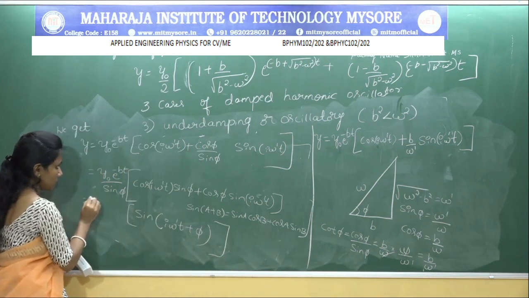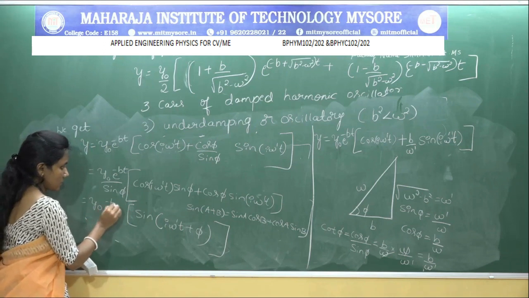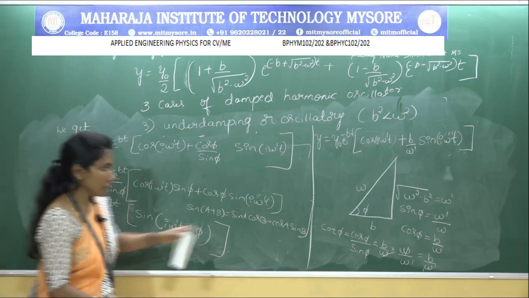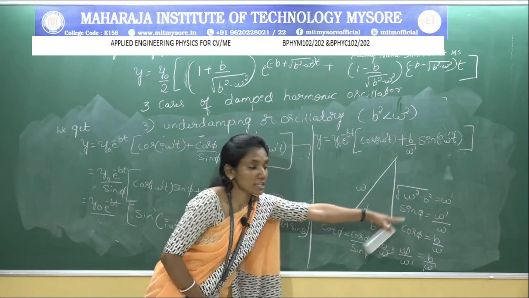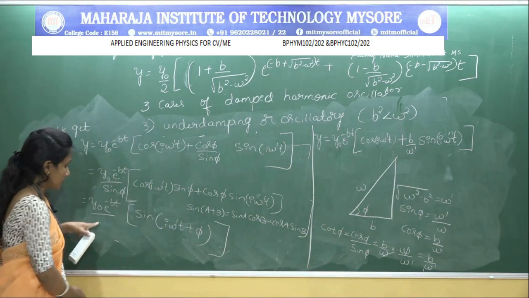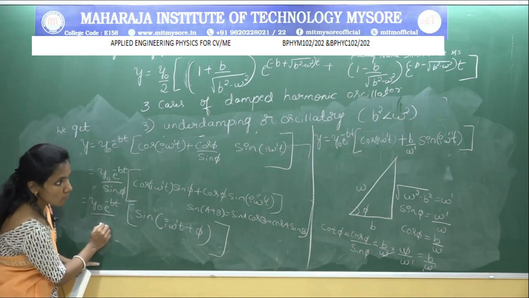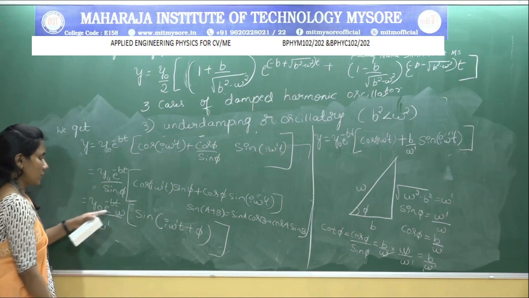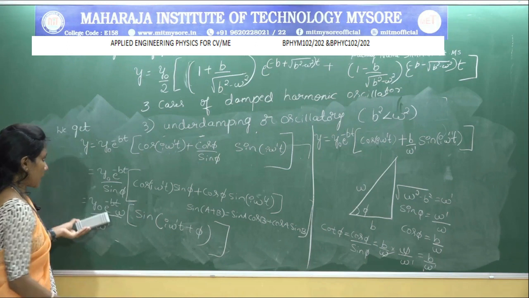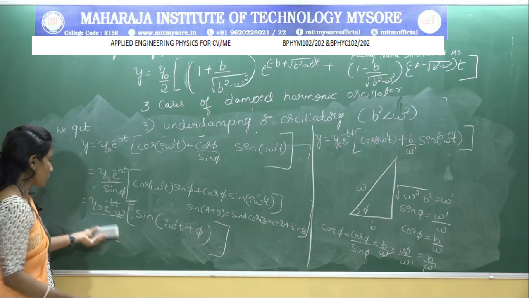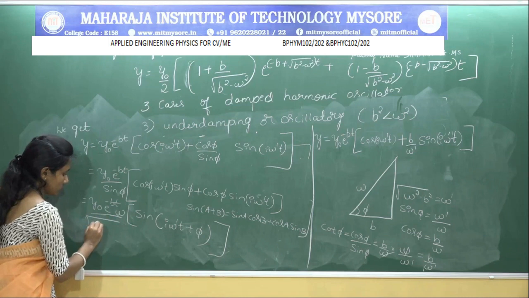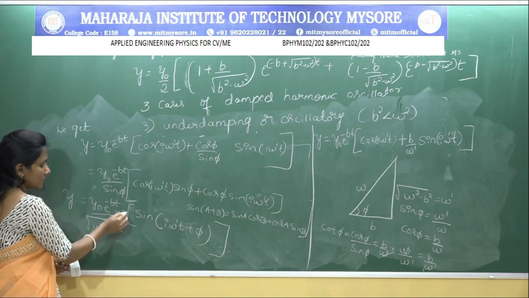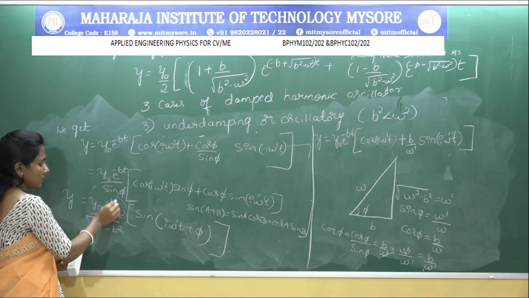This equation, and the remaining terms we write as e to the power of minus bt by sin φ, and sin φ value we know. What is sin φ? Omega dash by omega. So we can substitute here, then we will get omega prime in the numerator, y naught e to the power of minus bt omega, and again omega dash is nothing but root of omega square minus b square. So this is the amplitude that we are getting.